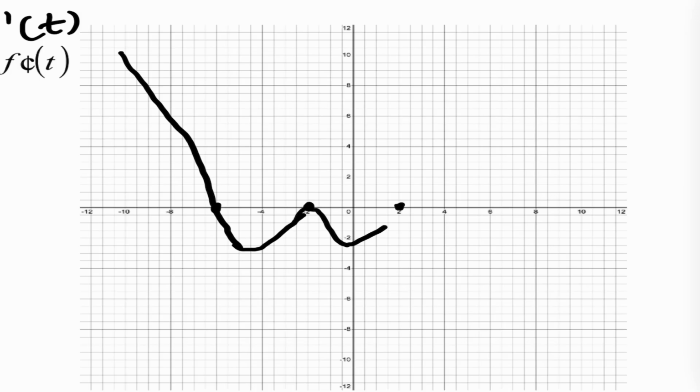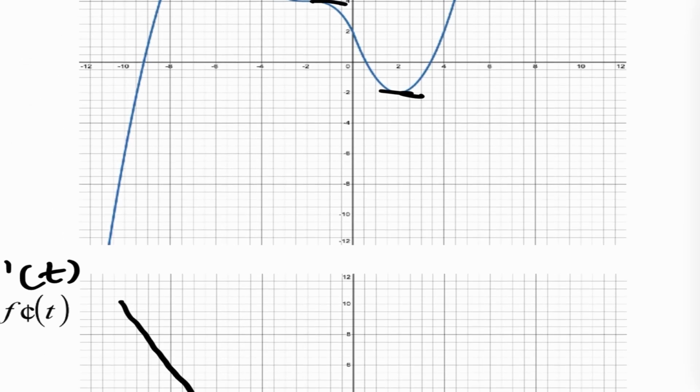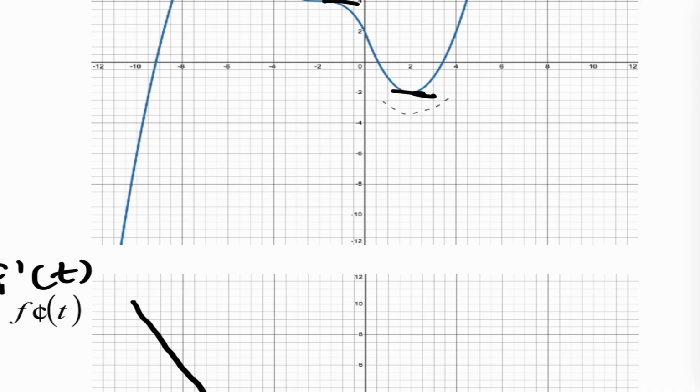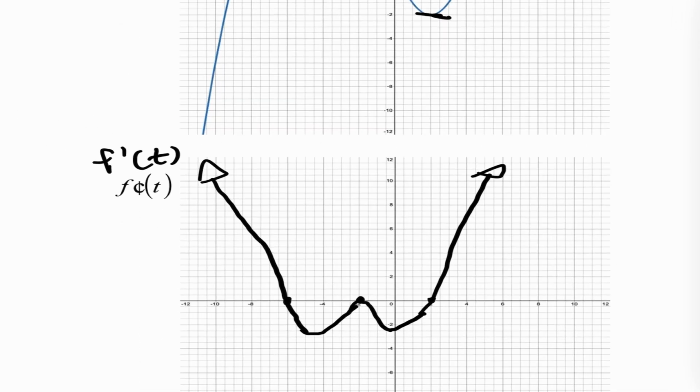Then we have a concave up and start increasing. Because we decrease, we'll have a concave up like this, and then we will go through our x-intercept. And that is our graph for f'(t).